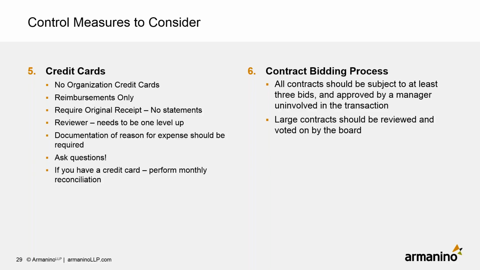So I would imagine most organizations are doing this, but the contract bidding process is very important. And again, I would recommend following the 80-20 rule. Resources are constrained here, but your largest 20% probably eats up 80% of your expenses, and those should go through a bidding process. At least 3 bids. It's great to have an approving manager that's not involved in the transaction, and exceptionally large contracts should be looked at and voted on by the board.